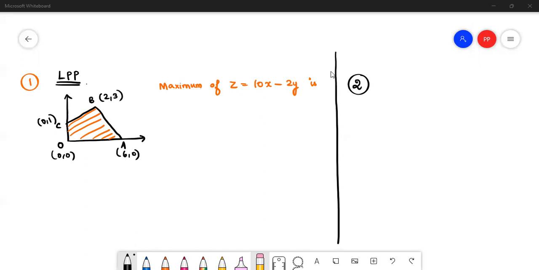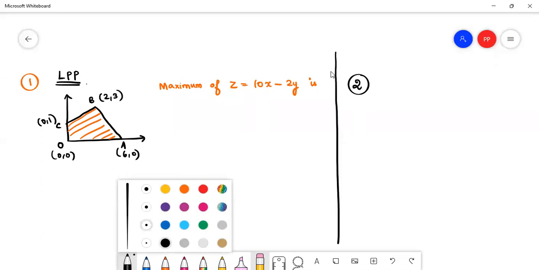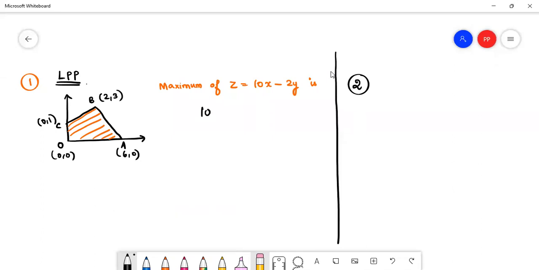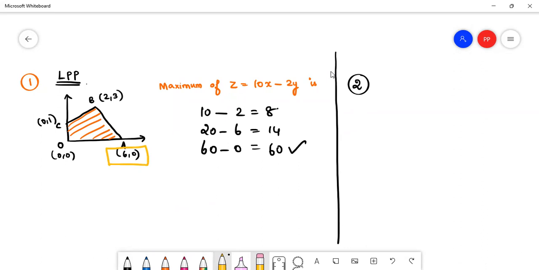So you are going to just substitute, right? You will substitute everything. So for maximum, 0, 0 might not be the answer at all. So 10 minus 2 is 8 the first time. Next 20 minus 6. Then 60 minus 0 is 60. So this is the maximum value. So 6 comma 0 is your maximum point and this is your value.